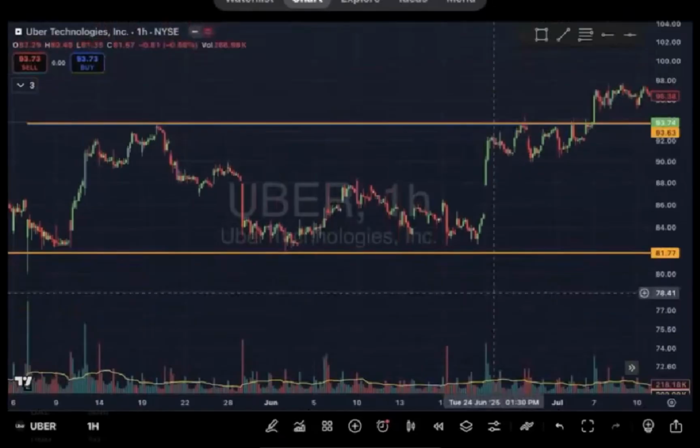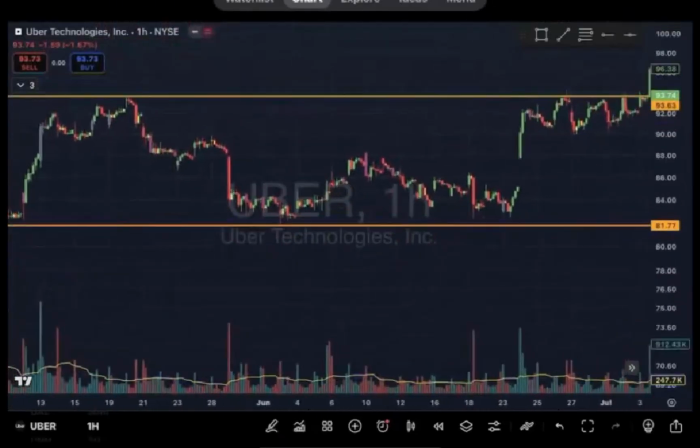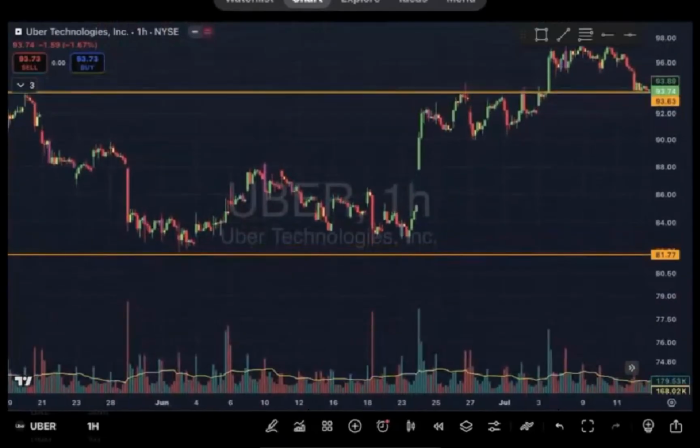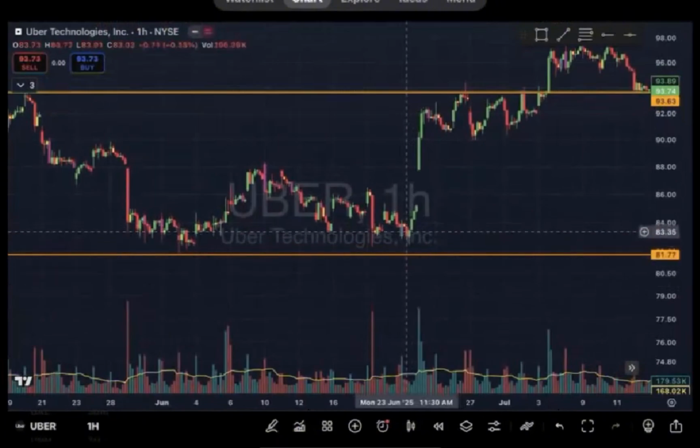1 hour, same thing. 1 hour would be better to enter off though. Off a play like this, 15 minutes, that means you're a bad motherfucker. Let's just stick to 1 hour. 1 hour gave a hammer candle. Same thing. Get into the play. Stop loss below the 1 hour candle.